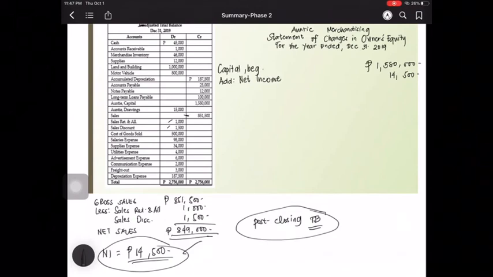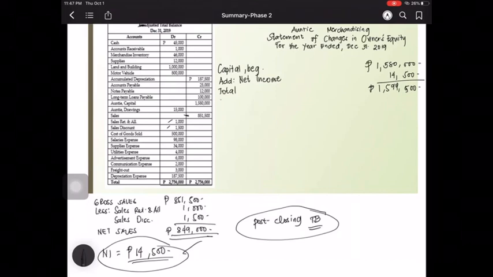It's very easy. There are only two elements that may increase your capital beginning account, and that would be net income or additional investments. Since in the problem we don't have any information on the investments made by the owner, we don't have anything to put as an investment in our financial report. So you get the total. How much is the total of your capital beginning and your net income? We have 1,594,500.